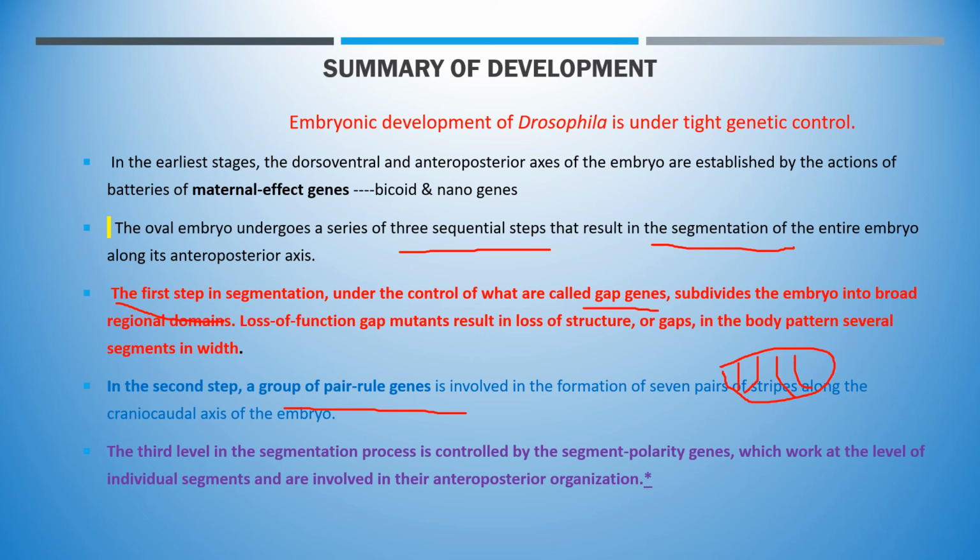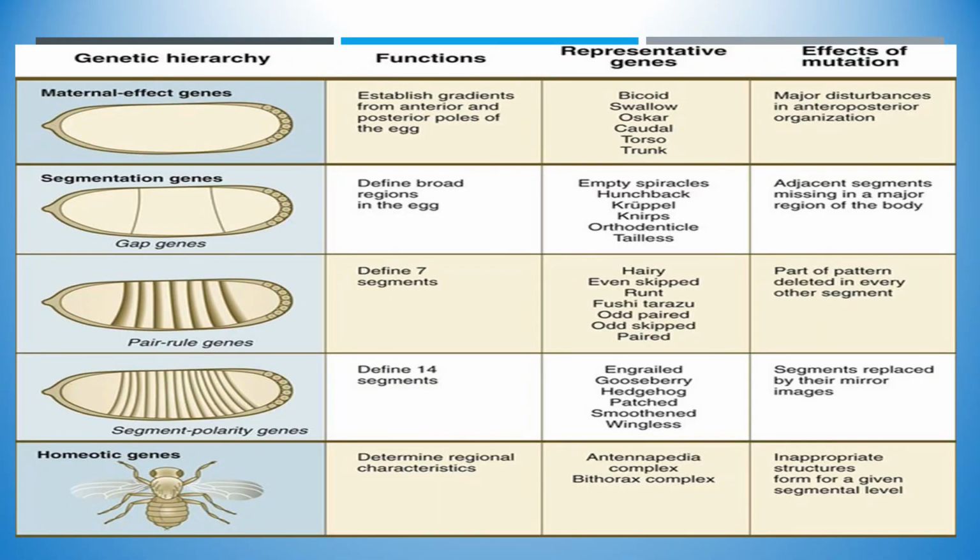And the third step is that the segmentation process is controlled by the segment polarity genes. What is the role of the segment polarity genes? They define the specific tissue pattern in each segment, and these genes are responsible for defining the axis in each segment, which is the anterior part of that segment, which is the posterior, which is the dorsal side, and which is the ventral side of that segment. This is the main function of the segment polarity genes. So that's all about the development in the case of Drosophila.